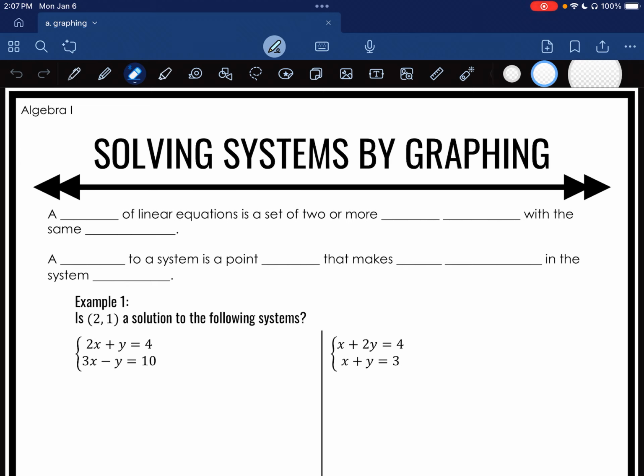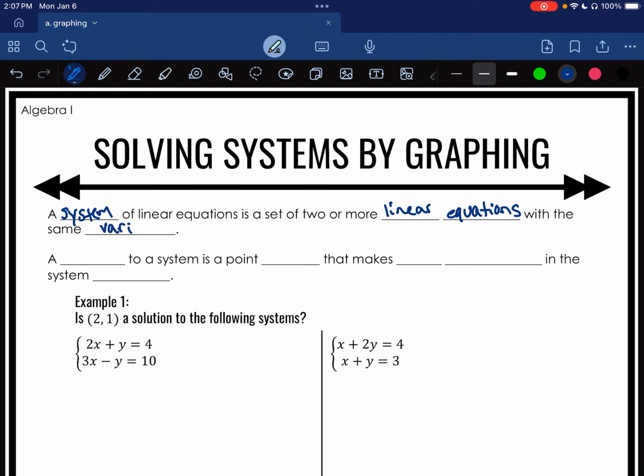I thought we were just solving singular equations. What is going on now? So, a system of linear equations is a set of two or more. In this case, we're just working with linear equations. As we learn more, we'll be able to solve systems that involve multiple kinds of equations with the same variables.